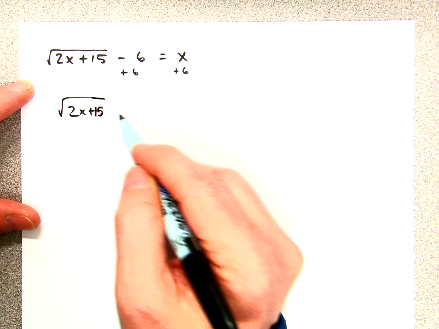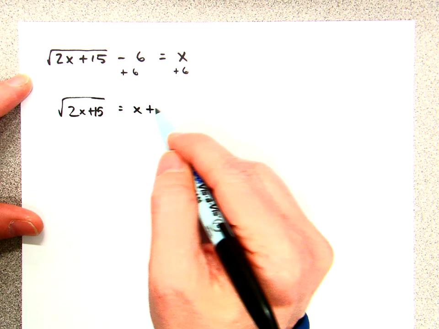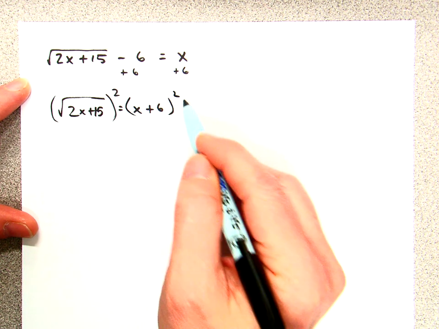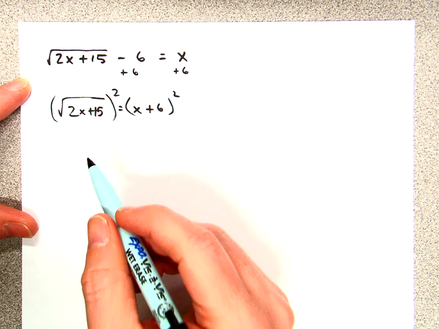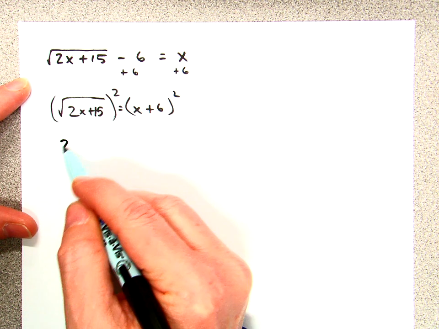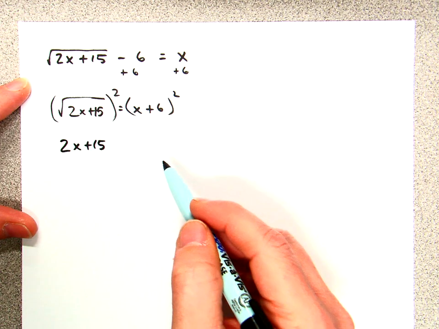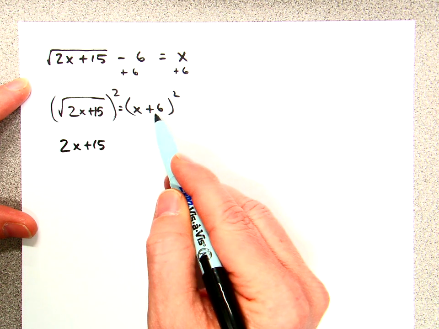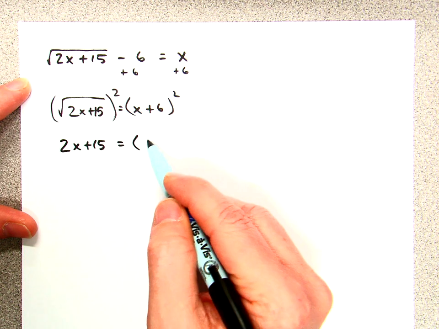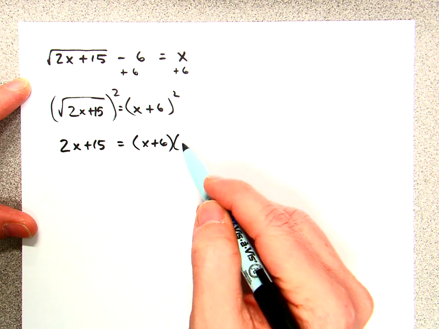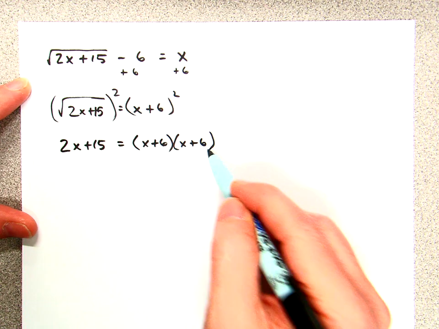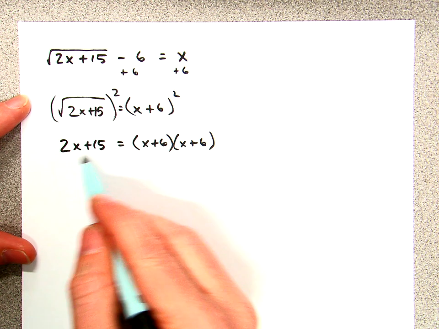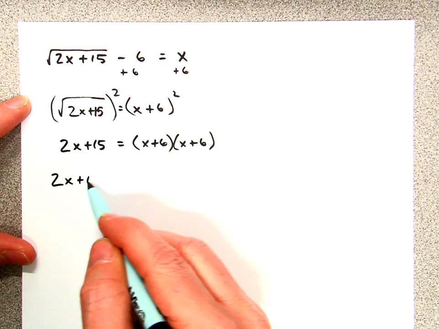15. X plus 6, I can't put them together, but that's okay. Now that the root is isolated, if I square both sides, the root and the square would cancel, right? So that would give me 2x plus 15 over here. Now over here, we can't distribute the square on 2 terms, right? This would be the same as saying x plus 6 times itself 2 times. I mean, that's what an exponent means, right? So I would have to distribute, right? So nothing going on over here, just 2x plus 15.